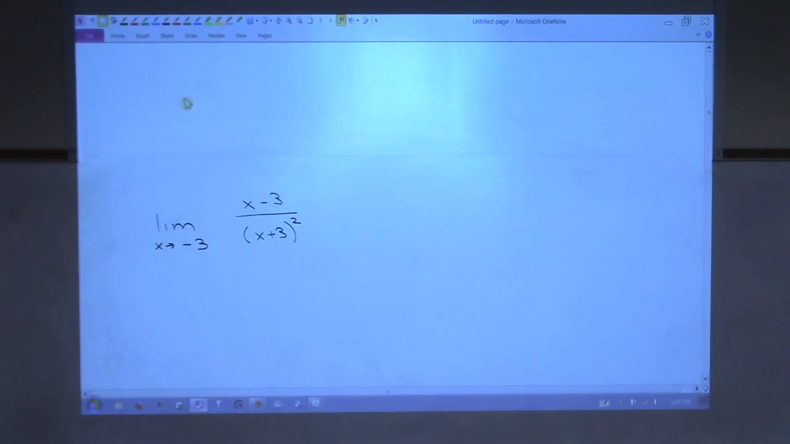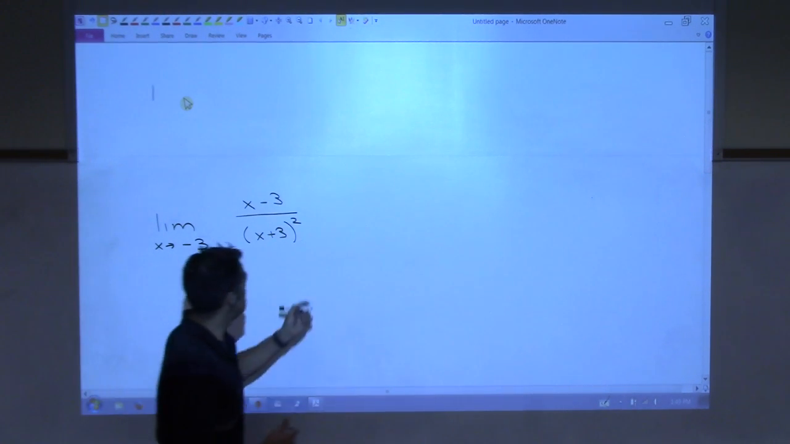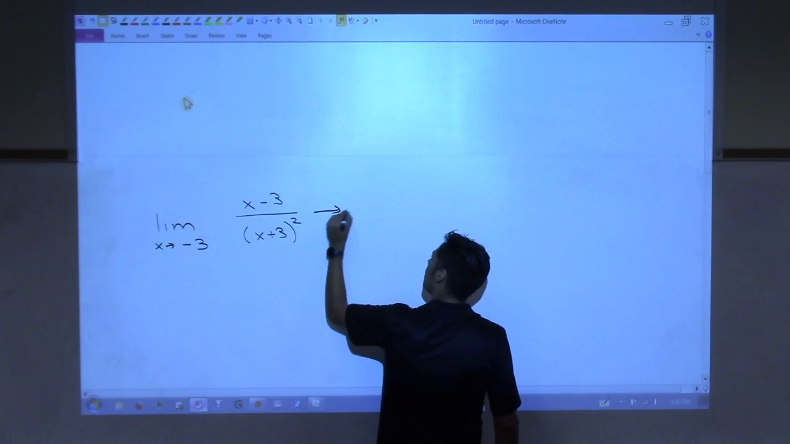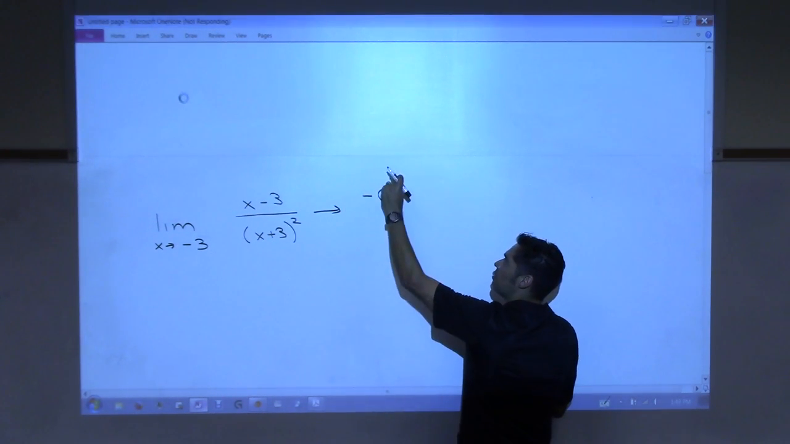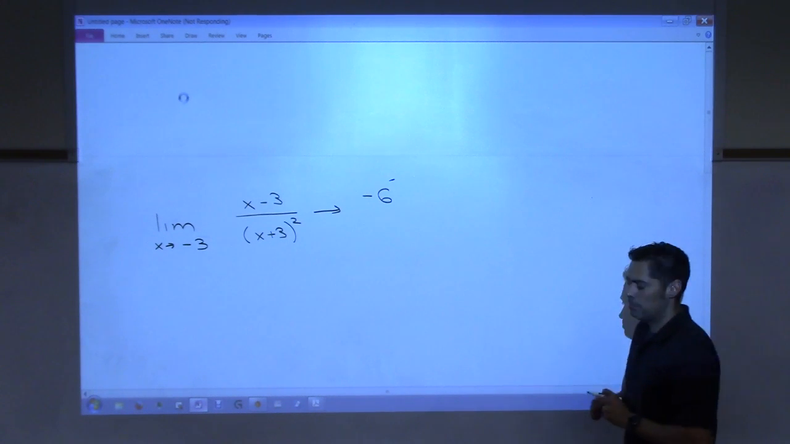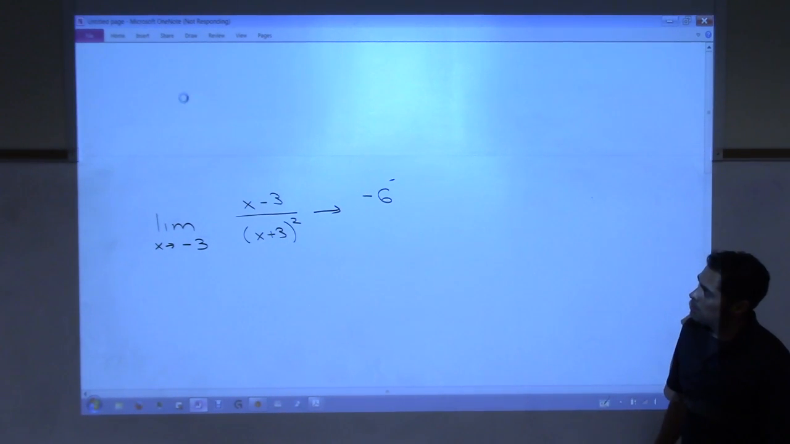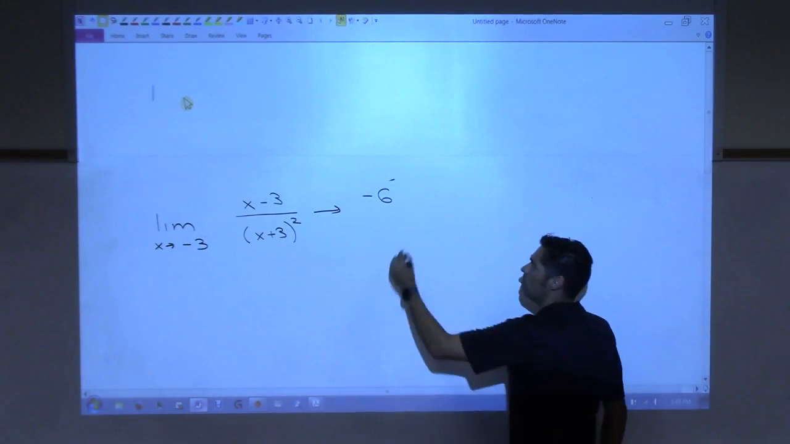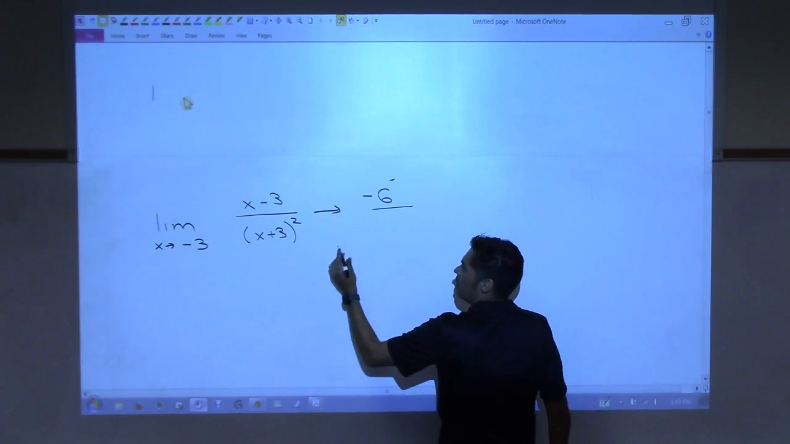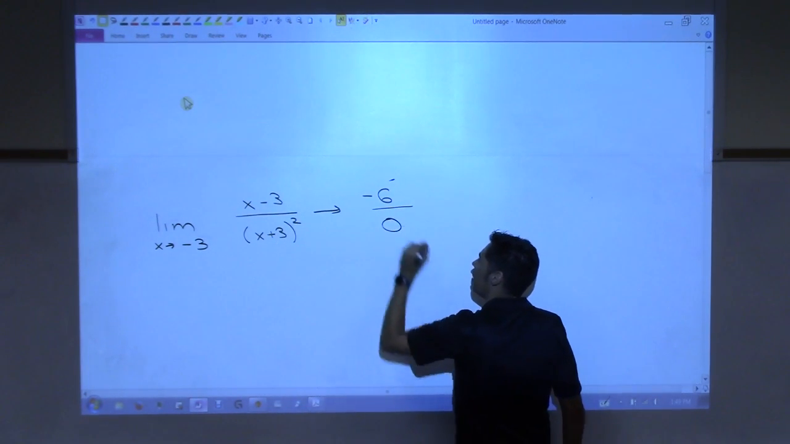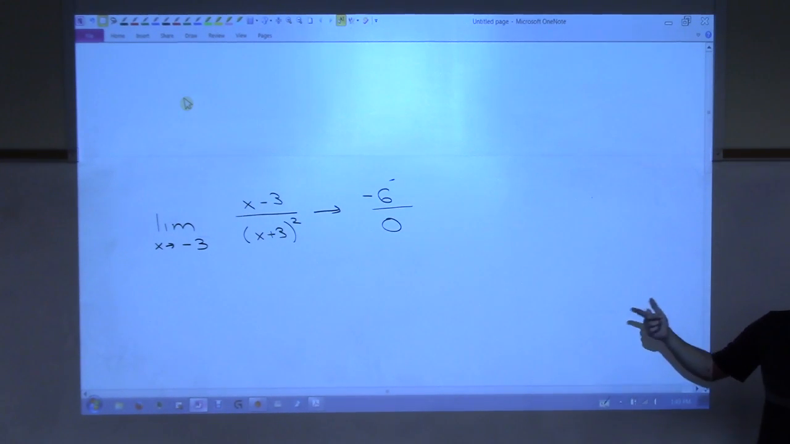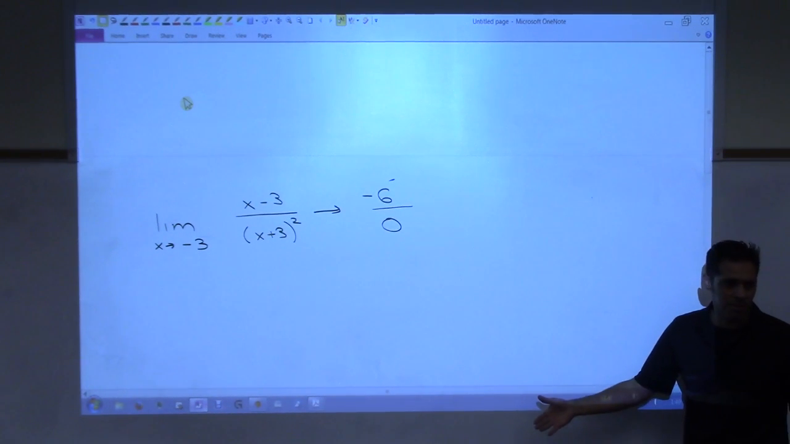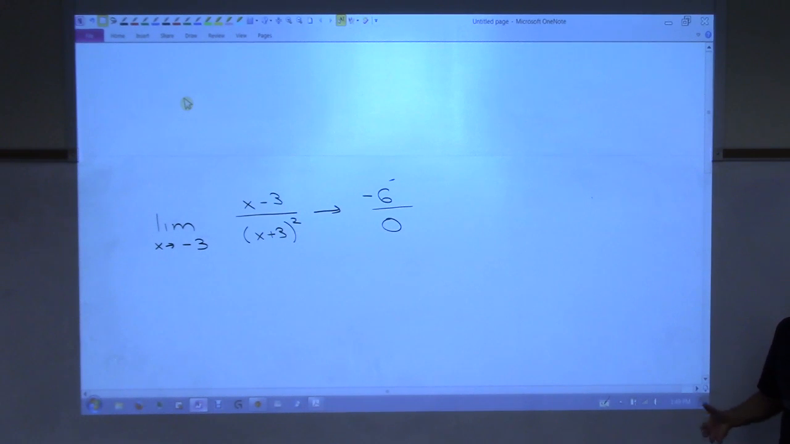So, -6 on top, right? It's headed to -6, which of course is a negative number. I'm just going to mark it up here so we know that's a negative number. And the bottom is headed to 0, right? -3 plus 3 is 0. So I know the bottom is going to 0. I have -6 over 0. So I know it's either infinity, negative infinity, or does not exist. And I just need to figure that out now.